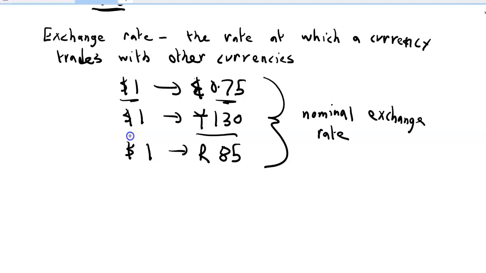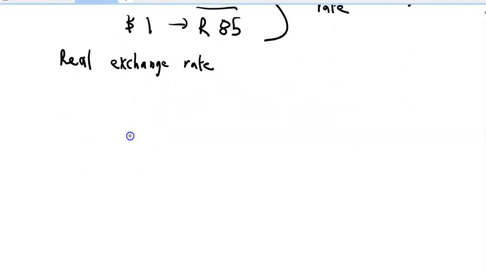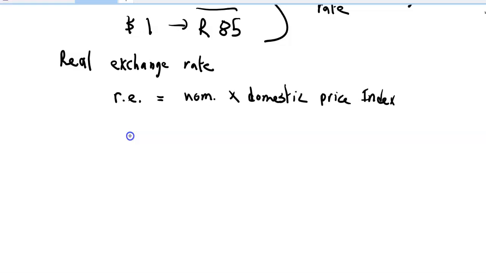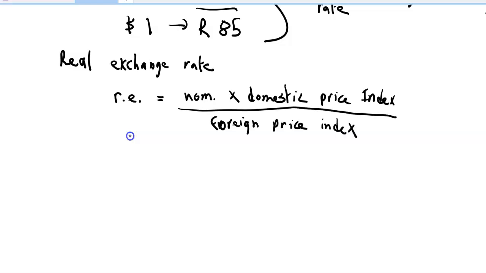From here we get something, of course, because it's econ, we always have something called a real value. So there's always going to be something called a real exchange rate. And the formula for that is, let's call it real exchange rate, RE, equals the nominal exchange rate times some domestic price index divided by the foreign price index. So what does this mean?